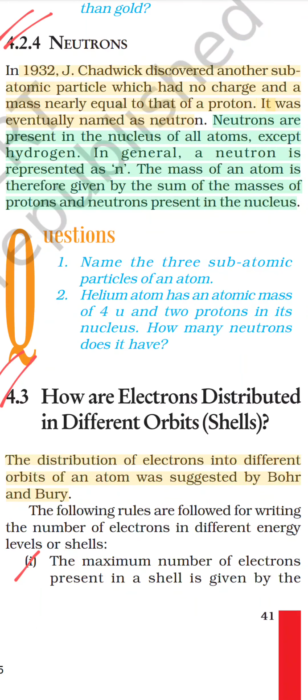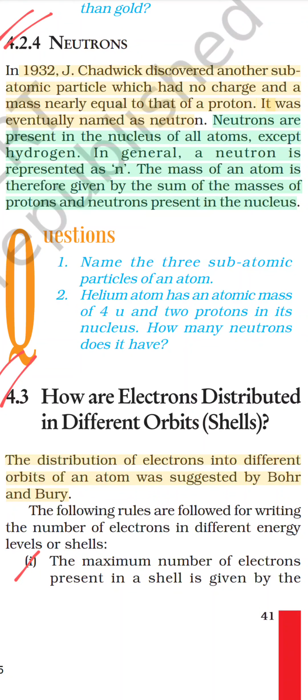Neutrons. In 1932, J. Chadwick discovered another subatomic particle which had no charge and a mass nearly equal to that of a proton. It was eventually named the neutron.